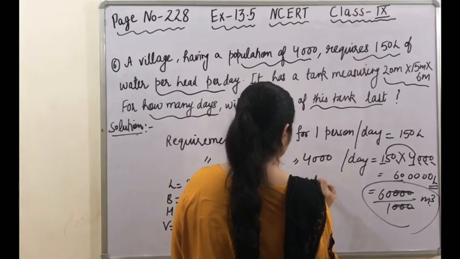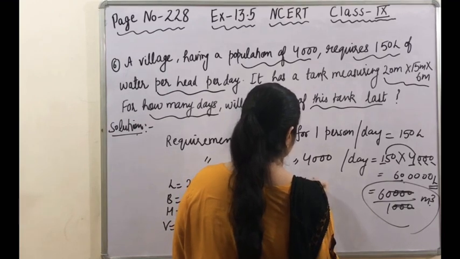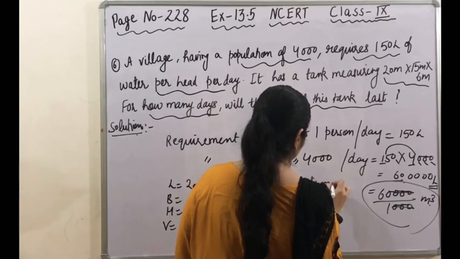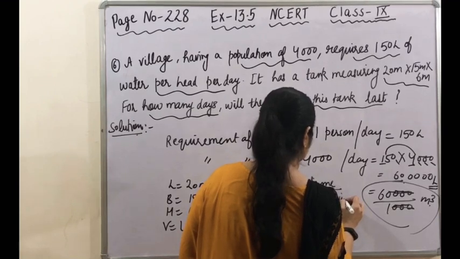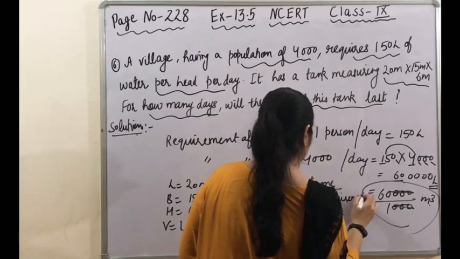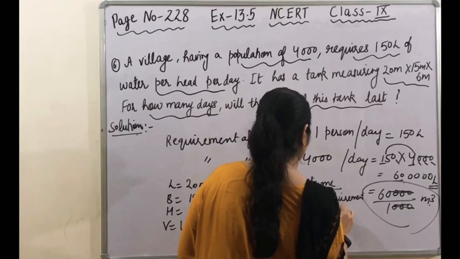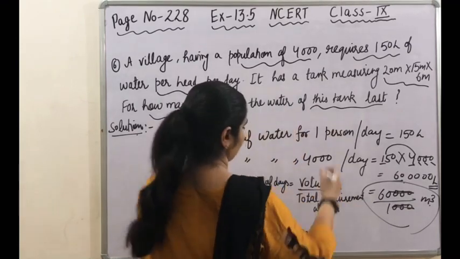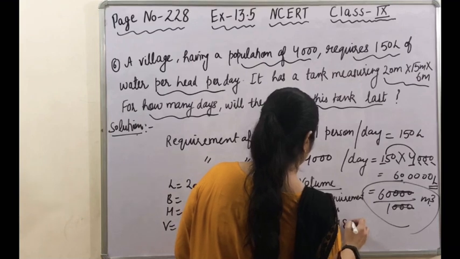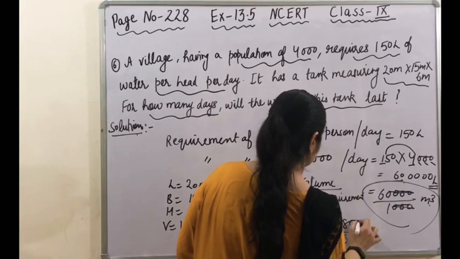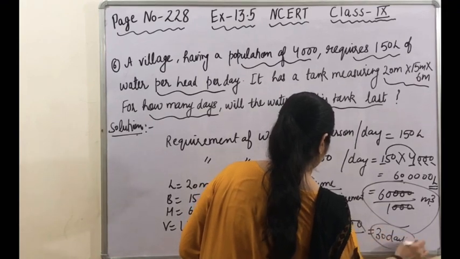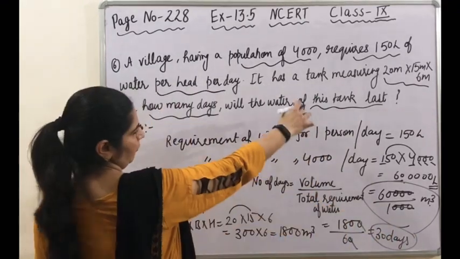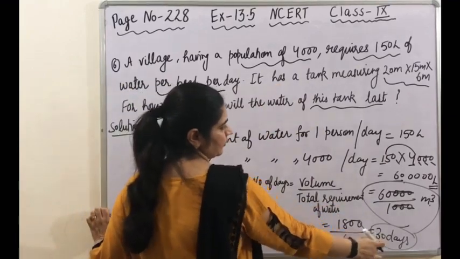So the number of days is capacity volume. We'll write down the formula first: volume of the tank divided by total requirement of water per head by 4000 persons, which is equal to 1800 divided by 60, which is equal to 30. Therefore, this water will last for 30 days.